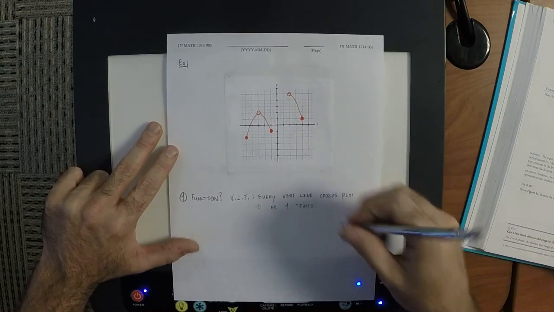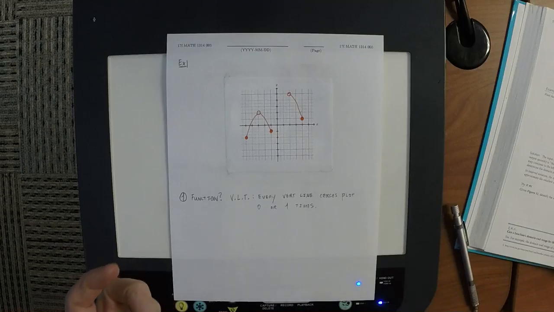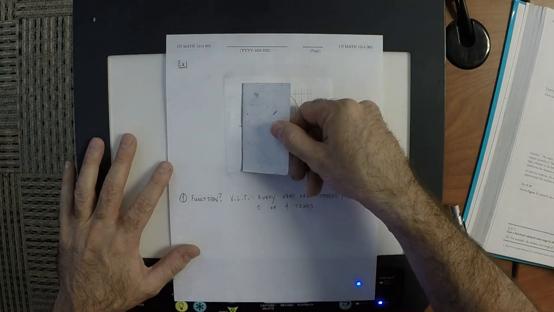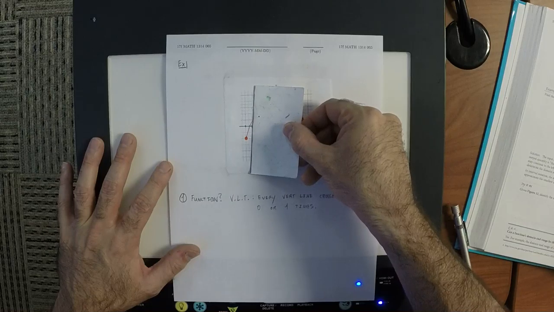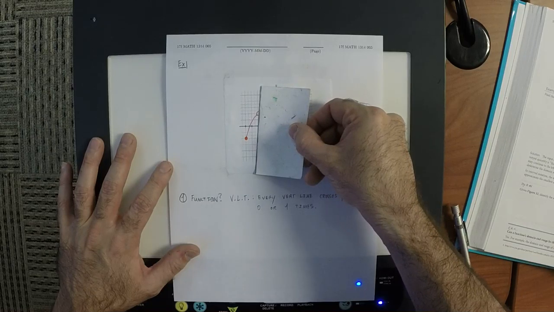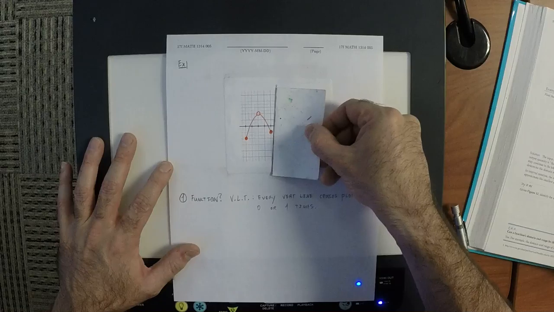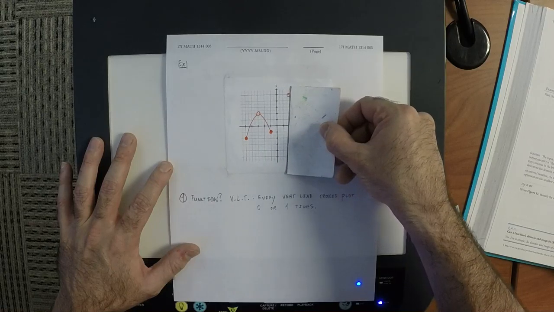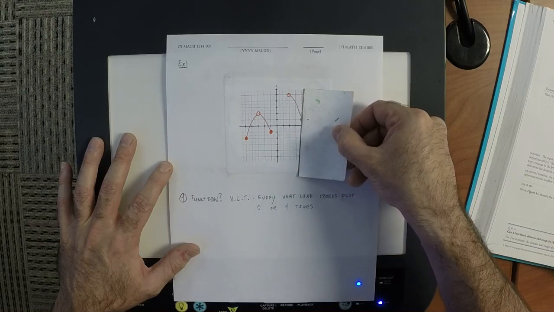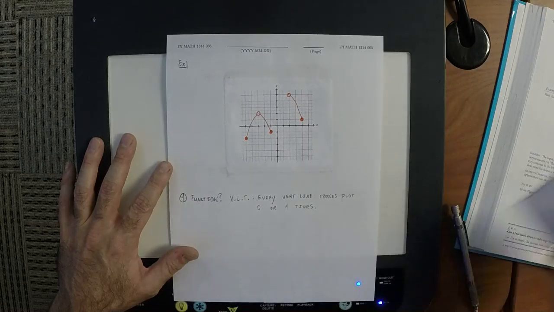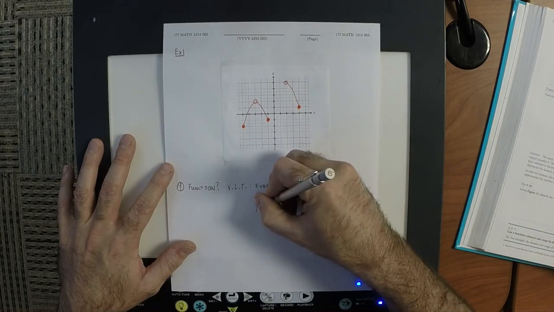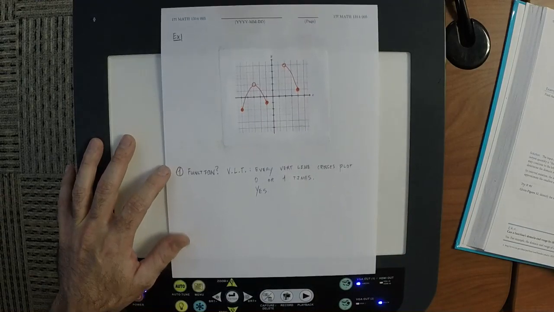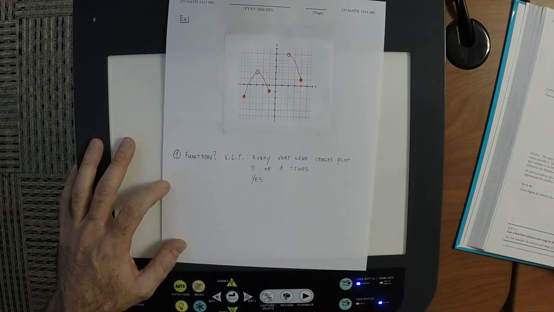So is that true for this particular plot? Yeah, because over here you can see that there's no intersections, and then, oh, there's one right there, and then zero for just an instant, and then one, zero, zero, one. Okay, good. So the answer to this question, is it a function? The answer is yes. Okay, next question.